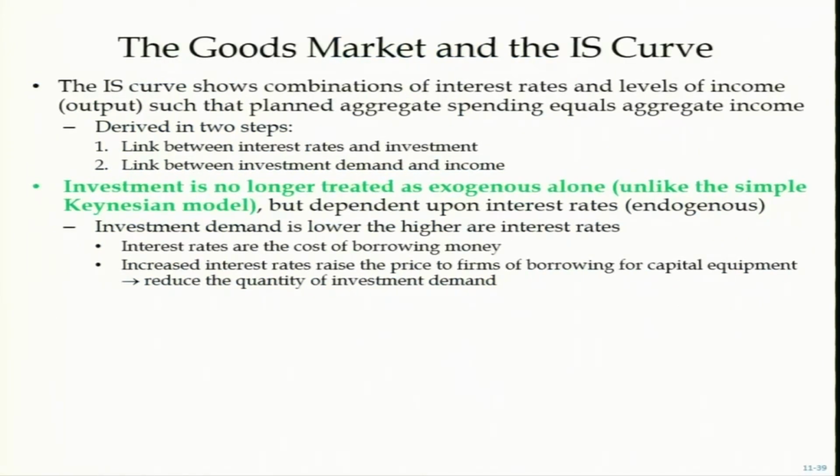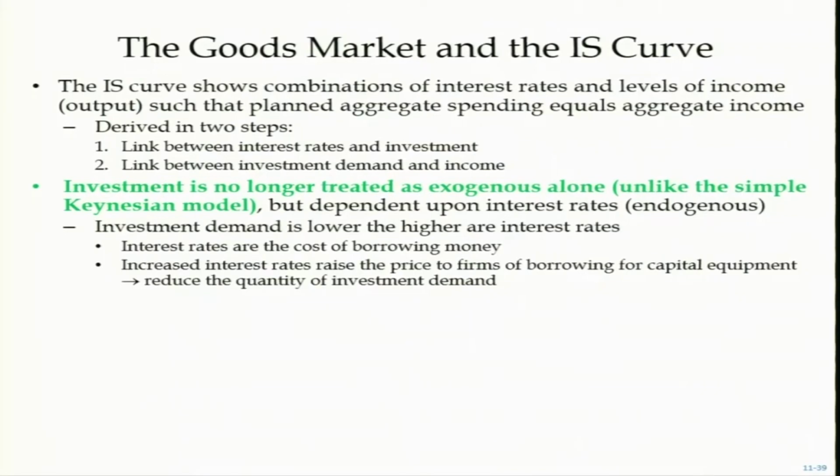The IS curve is also called the goods market equilibrium. The IS curve shows the combination of interest rates and the level of income, we mean output here, such that planned aggregate spending, that is the aggregate demand, equals aggregate income. Here we derive the IS schedule or IS curve in a two-step procedure.